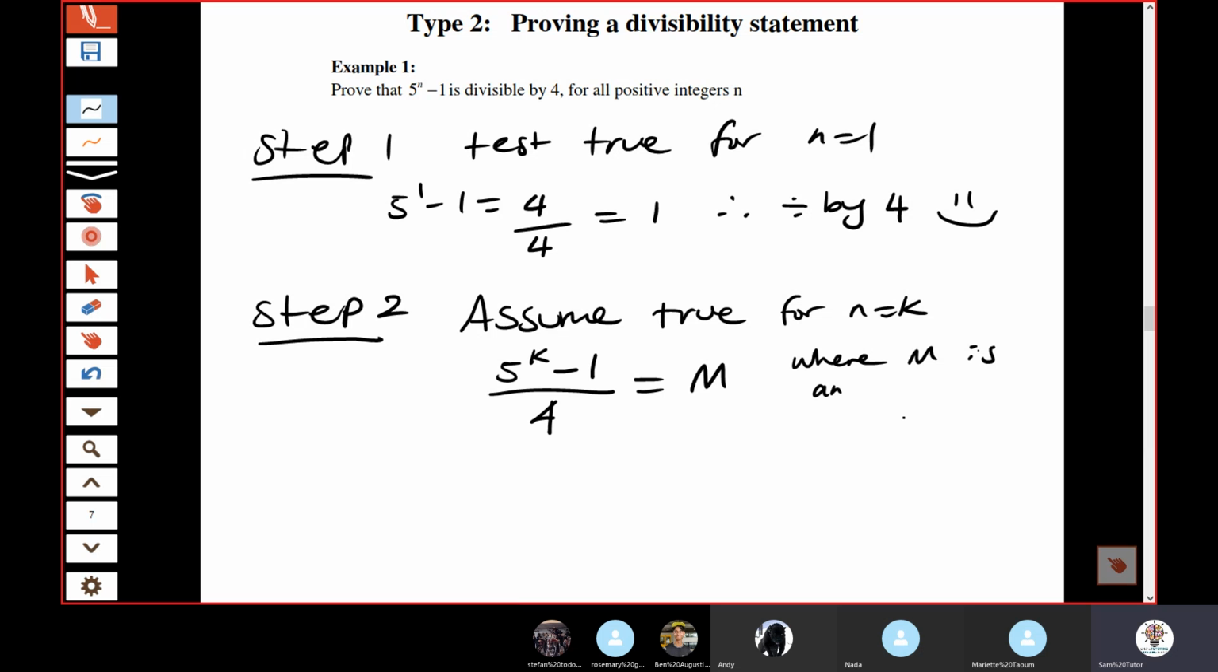I think k is already positive, so this is going to be positive, but that's okay. Where m is a... Do I need to say positive? I think it's okay to say it's an integer because it's just saying if it's divisible by 4. So it could technically be negative, it's not a problem. It's still divisible by 4. Like if it was negative 16, it doesn't really matter.